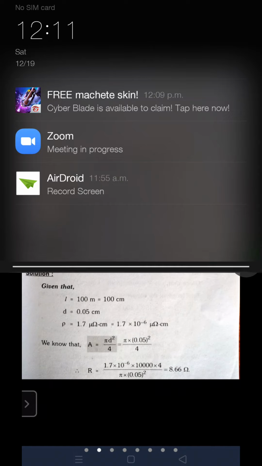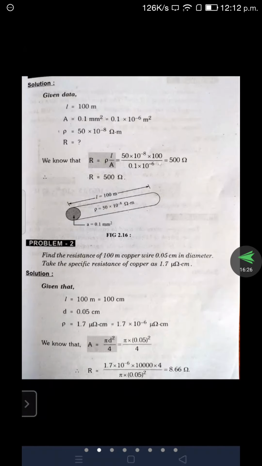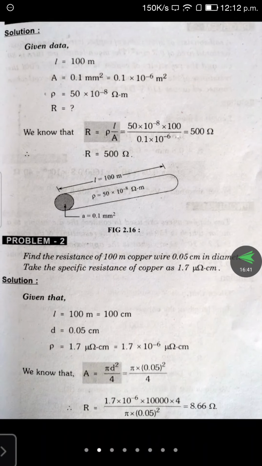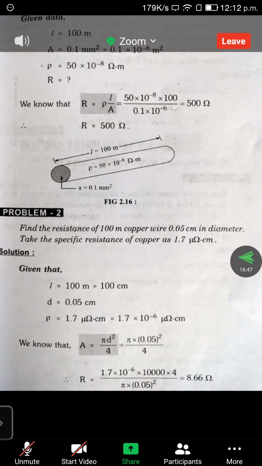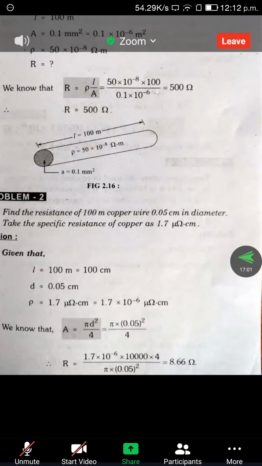We know the formula for resistance, R is equal to rho into L by A. Substitute the values directly. In the numerator we have rho and L, and in the denominator we have only the A value. So we substitute rho and L in the numerator and the A value in the denominator. So 50 into 10 to the power of minus 8 into 100 by 0.1 into 10 to the power of minus 6. Dividing this, we get the value as 500 ohms. The resistance value we obtain is 500 ohms.